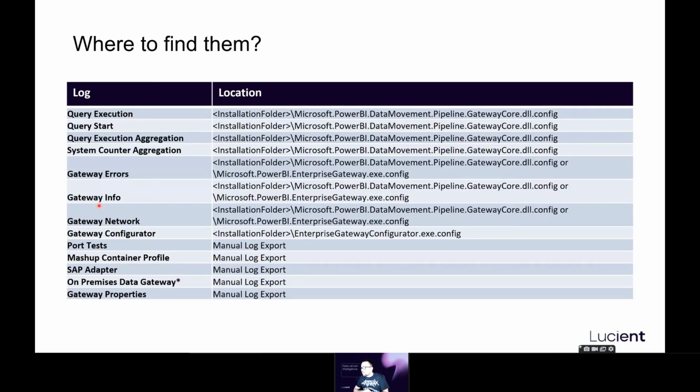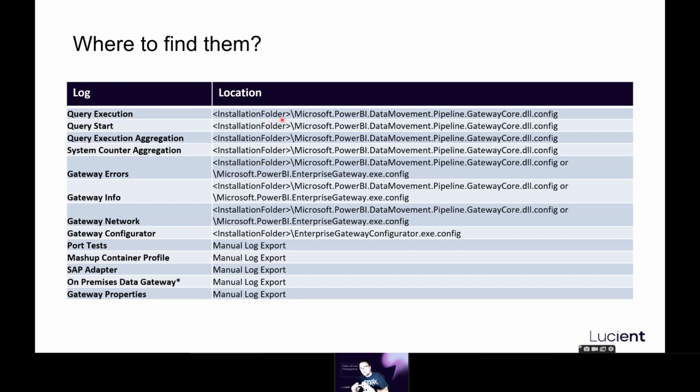The first problem that you will see is that these logs could be located in different locations by default. You can find them in different locations, and you can define where to store them. For example, you can decide where to store these first 4 logging files, changing the default that is contained in this config file, which you can find in the installation folder for the on-premise data gateway.